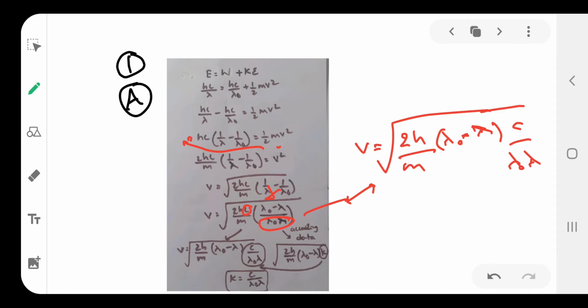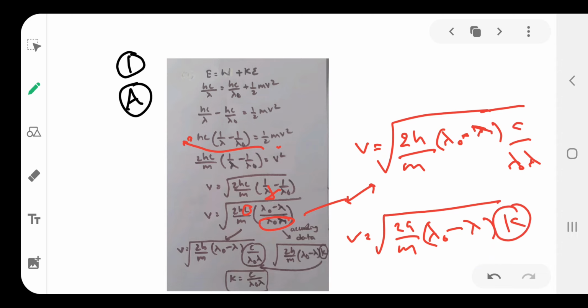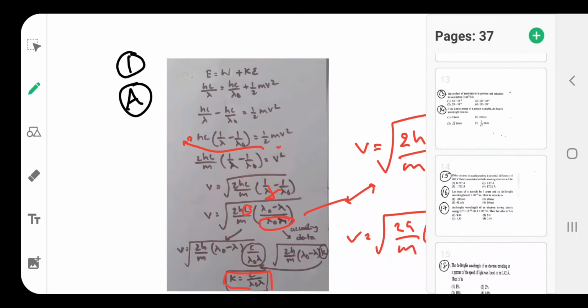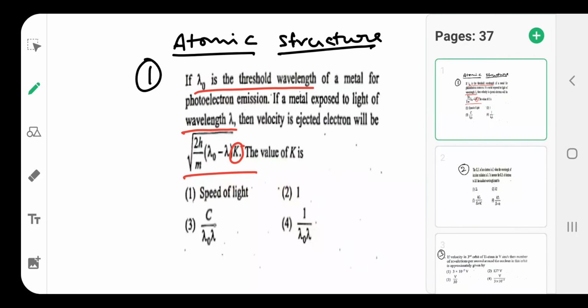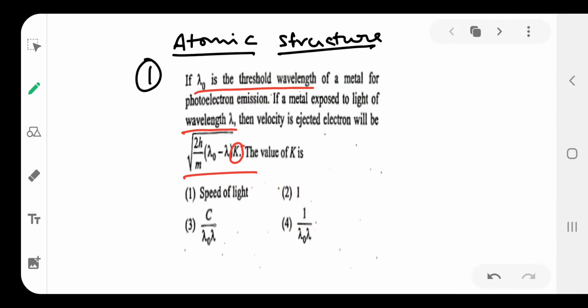But in the question, what velocity did they give? Velocity v is equal to under root of 2h by m into lambda naught minus lambda, into k they have given. Here what is k? K is nothing but c by lambda naught into lambda. That's why here the k value is equal to c by lambda naught into lambda. So this is the answer for this question. So the option is c by lambda naught into lambda. So the option is C.